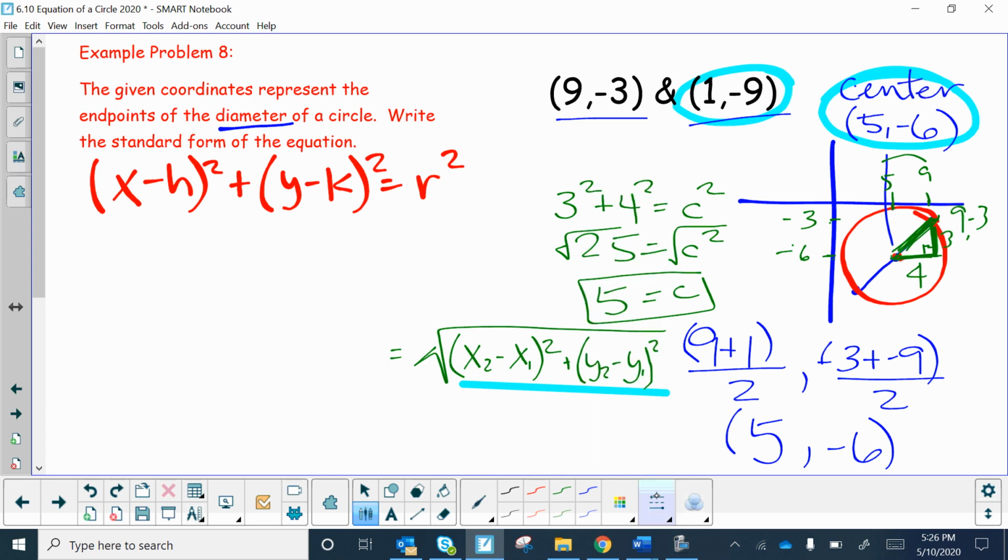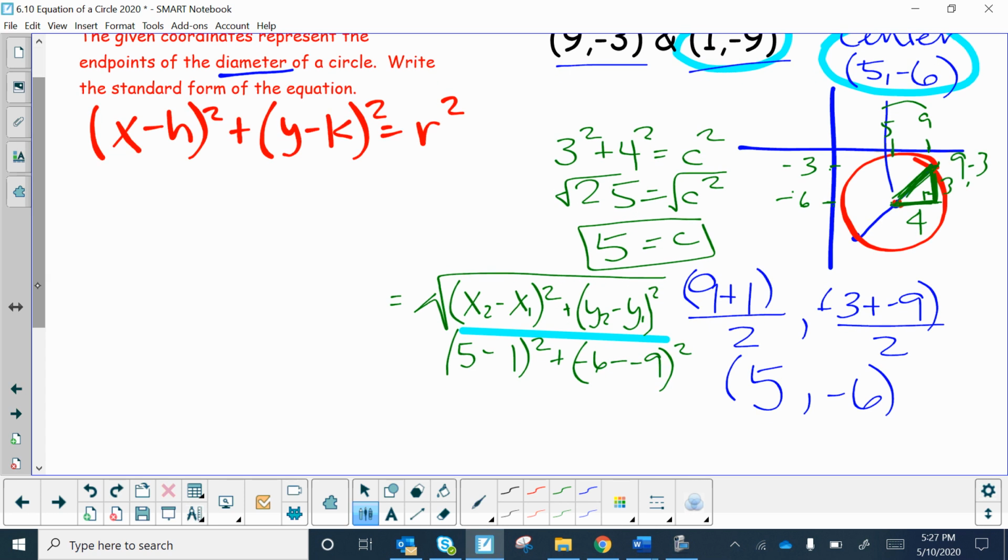So let's see, x2 I'm going to use as 5 minus x1 is 1 squared plus -6 minus -9 squared. So that's 4 squared plus, what's -6 plus 9? 3 squared. Don't forget you're square rooting this whole thing. 4 squared plus 3 squared is 25. And so the square root of 25 is 5.